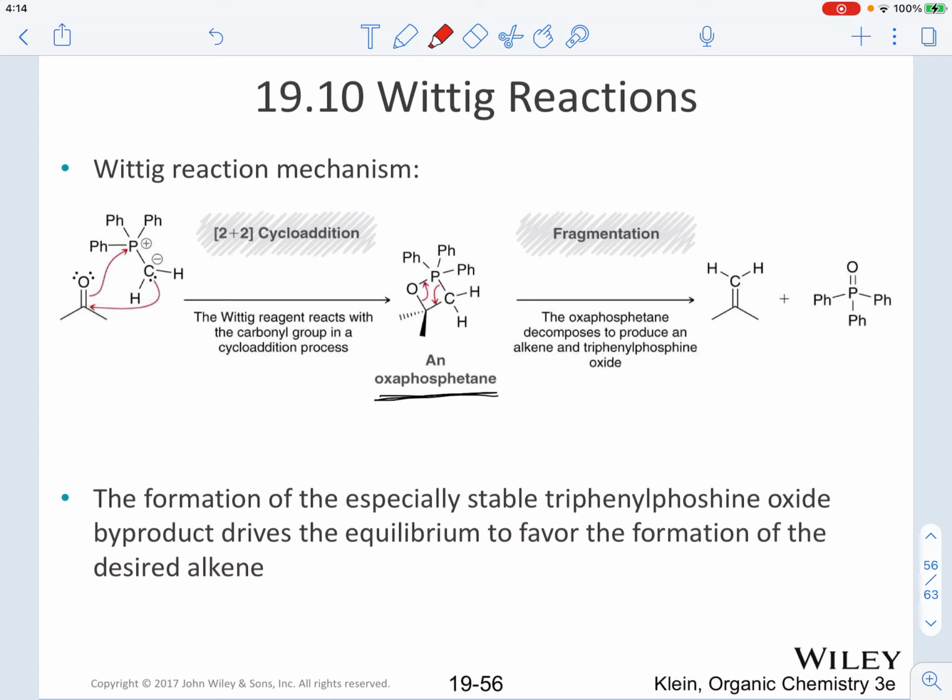The phosphorus carbon bond is going to go down and make the carbon carbon double bond, and then the oxygen carbon of the carbonyl bond, that sigma bond, is going to break in order to put that oxygen with the phosphorus that was part of the Wittig reagent, and understand that that overall is what is going to be producing the alkene, and in its turn is also going to produce a triphenyl phosphine oxide compound. That's how the oxygen is removed in the system. So understand that the formation of the especially stable triphenyl phosphine oxide byproduct is what drives the equilibrium to favor the formation of the desired alkene for the reaction.